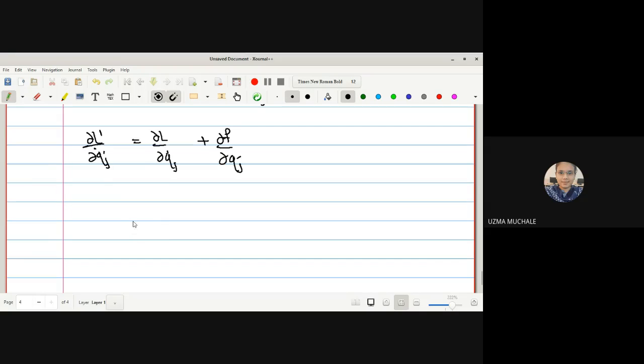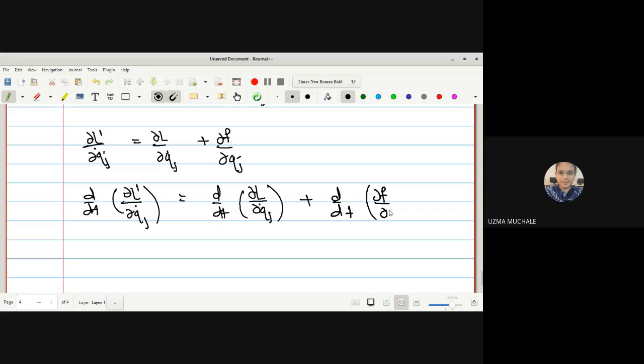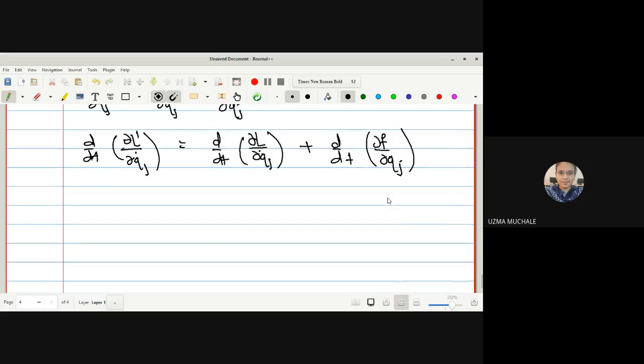So what is the next step? We have to find the value of d by dt of L dash with respect to qj dot. It is equal to d by dt of L with respect to qj dot, plus d by dt of dou f by dou qj. Now the first term will be as it is, and we have to find the value of the second term. Considering f as a function of qj and t, we have to evaluate the derivative of this.